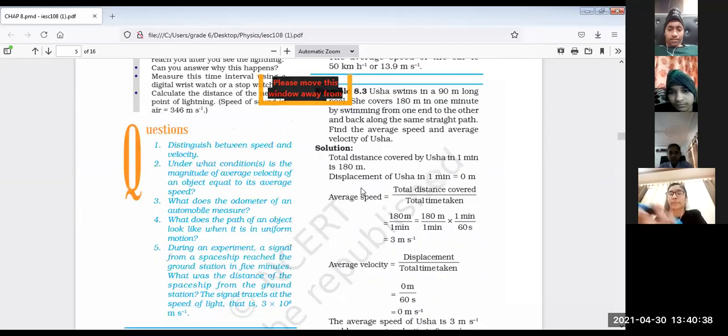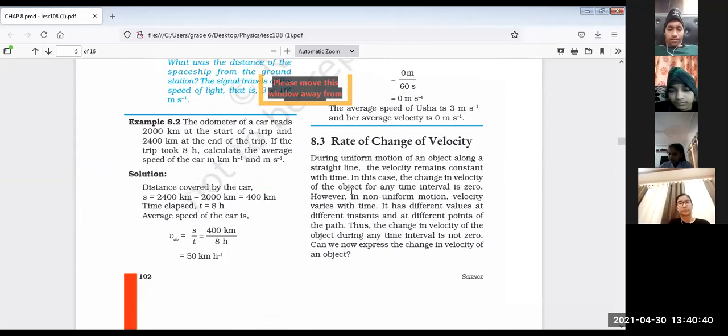Question number 8.2 on page number 102. With this, I am going to explain to you the how part. And you read the question.